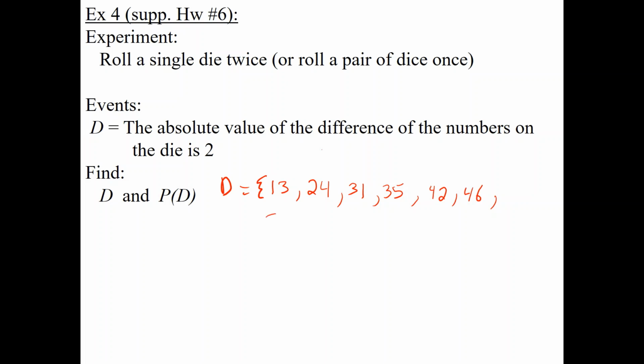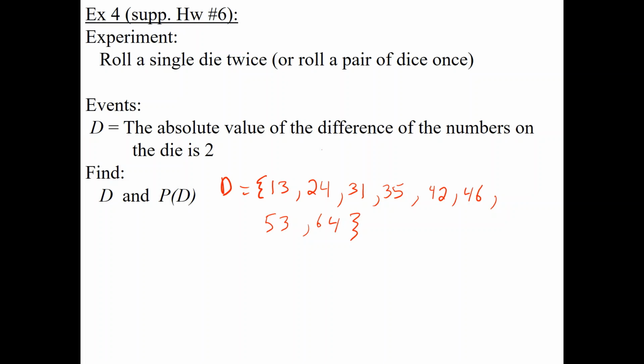If I start the die with a 5, it could be a 5, 3. Can't go higher because it would be 5, 7, and there's no 7 on the die. And then 6, if it starts with a 6, it's 6, 4. There's no other one because you would go to 6, 8. Again, there's no 8 on the die. So that's what we have for D.